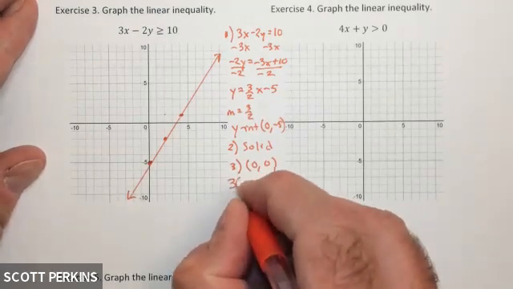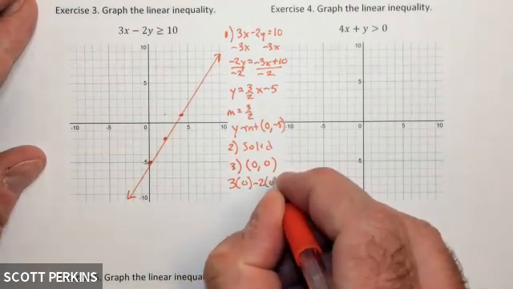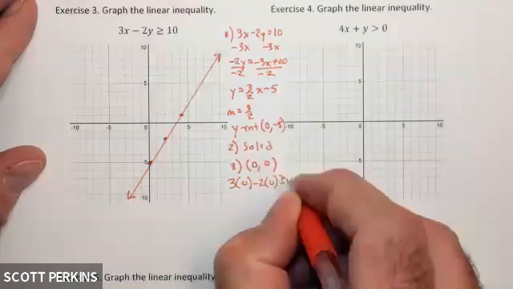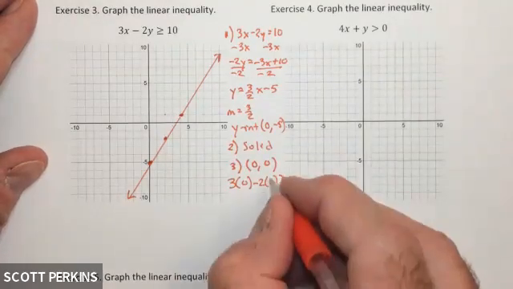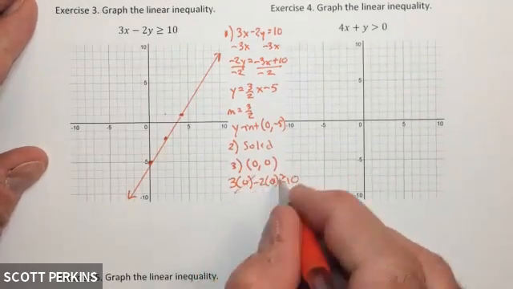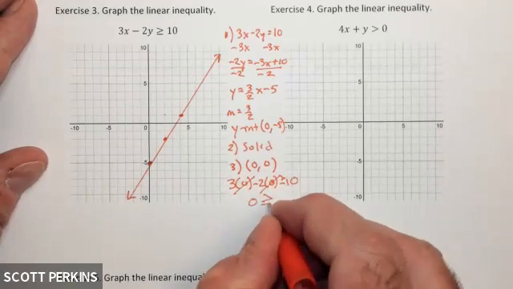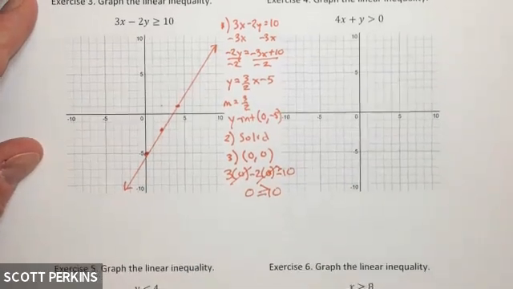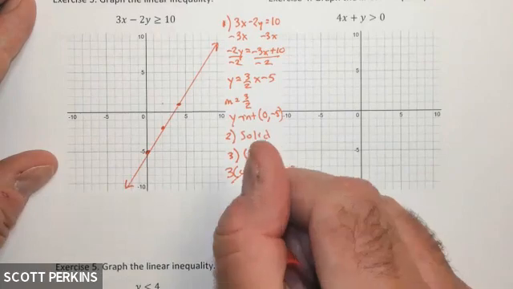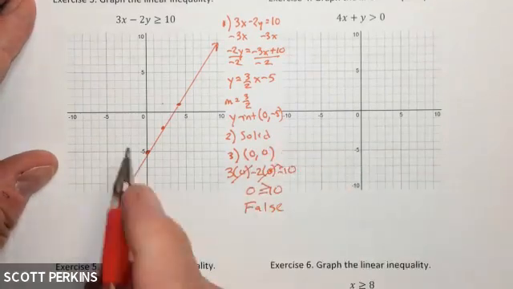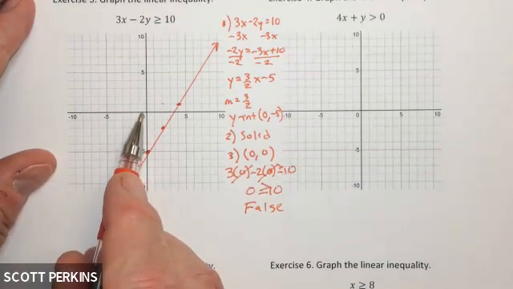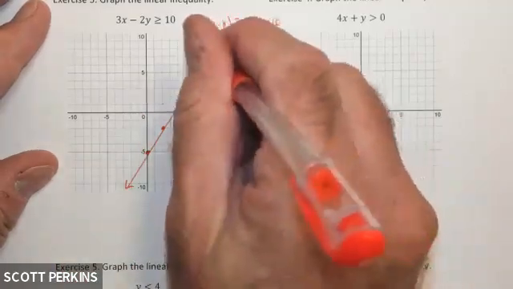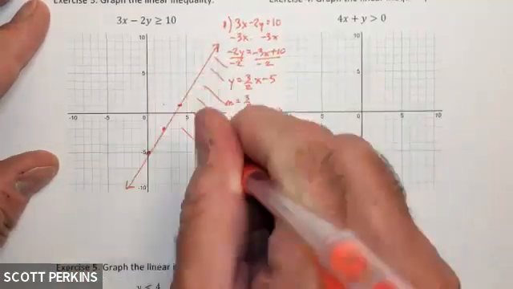So I've got 3 times 0 minus 2 times 0 is greater than or equal to 10, I want to know. So that's 0 minus 0, or 0 is greater than or equal to 10. Is that a true statement or a false statement? That's false. So my origin, where the x and the y cross, that was my test point. I got a false statement, so we shade below it.